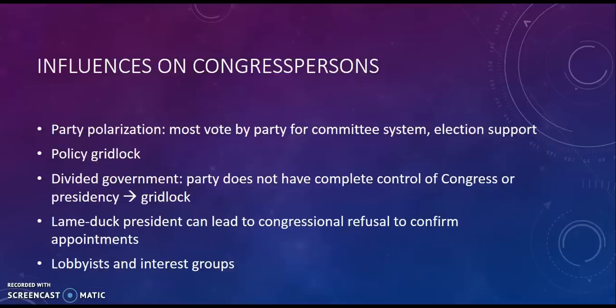Now, some of the influences on congresspersons, well, party polarization, right, where people are going to vote based on their party, also what their constituents want. But sometimes there is great gridlock, policy gridlock, where nothing gets done. That's a problem when there's too much party polarization. And we are in an era of divided government, where one part of Congress is of a different party and the presidency is of another party. And thus, no party has absolute complete control of Congress, unless you're looking at 2016 to 2018, but that has since changed.